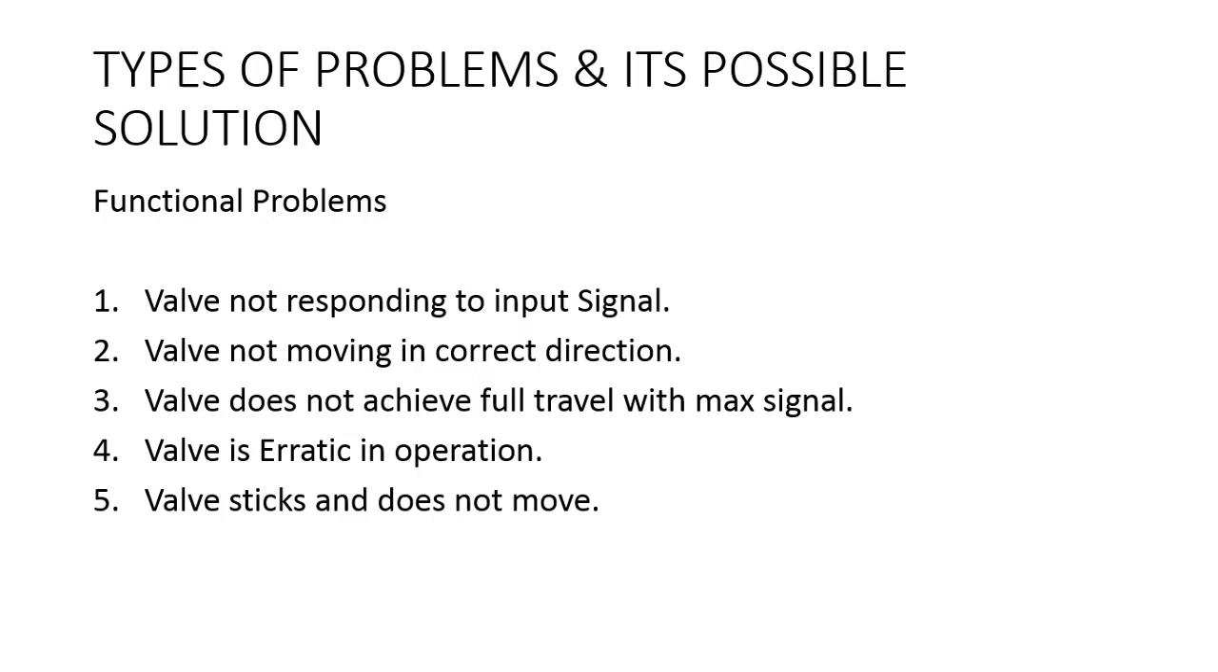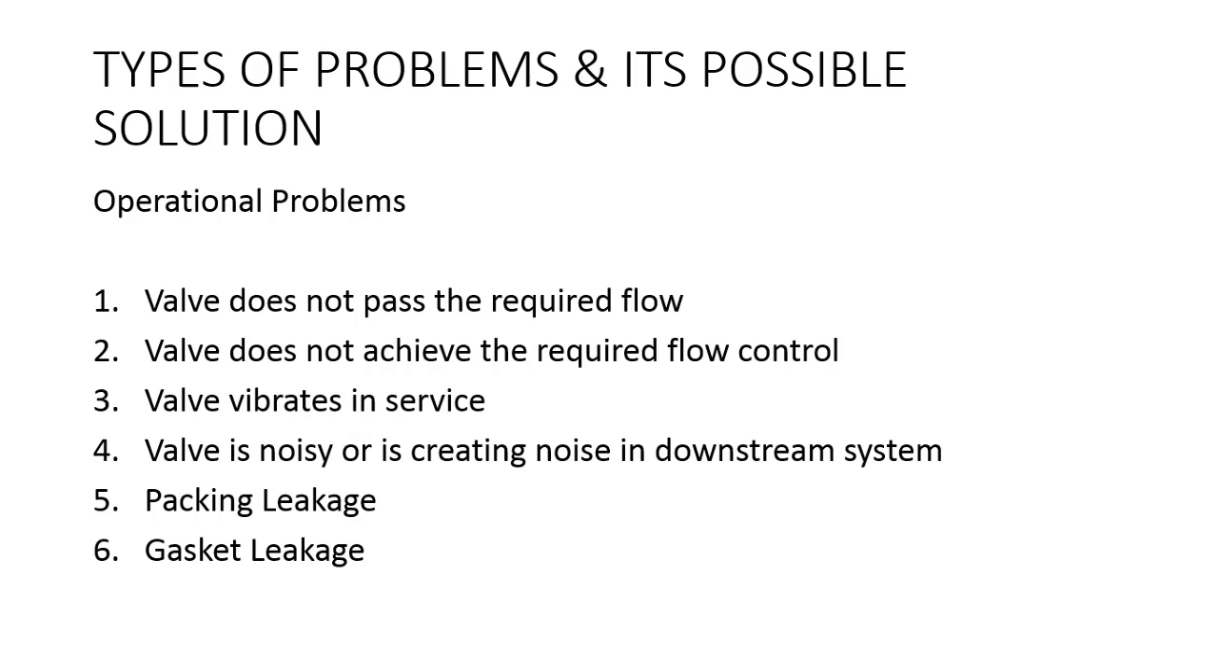These were some of the functional problems. Now let us see some of the operational problems. First, valve does not pass the required flow. Check the operating flow condition and cross-check with the valve datasheet. Physically check the valve opening at the site. Check the calibration and setting of the positioner, and check with the valve manufacturer if the problem is still there.